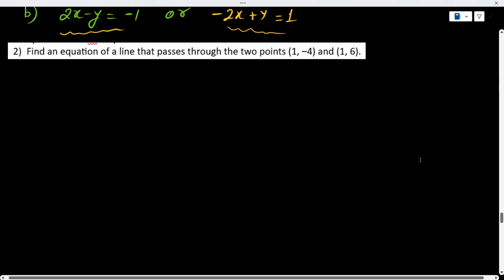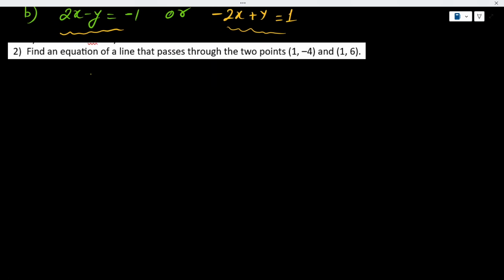Now what is your second question here? Find an equation of a line. So whenever you see equation of a line, always remember y equals mx plus c. This is the way you always get the equation of a line that passes through 2 points here, 1 comma minus 4. So again there are 2 points. Again I can take here A is 1 comma minus 4, and here point B is 1 comma 6. How are we going to get it here?